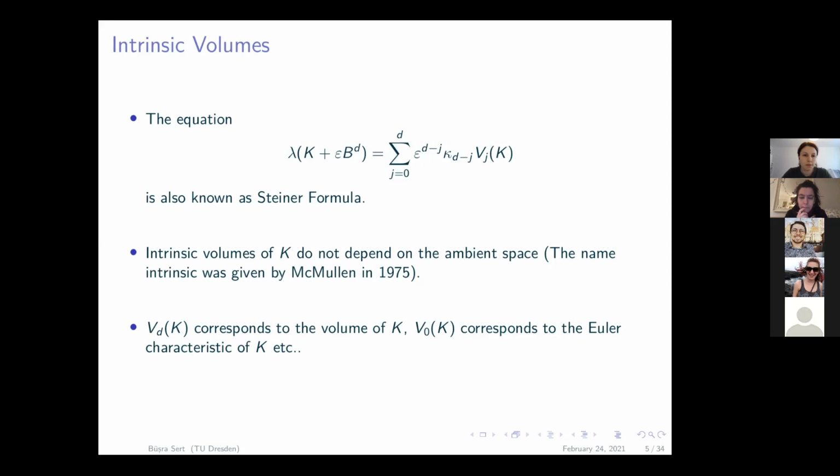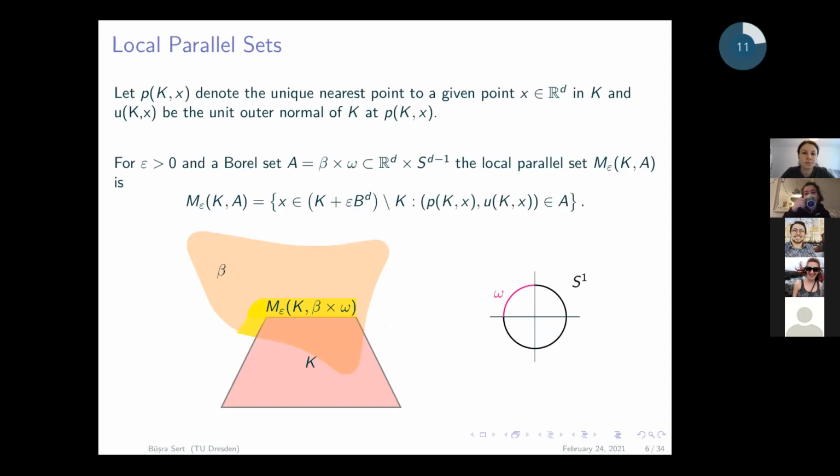So this provides us a way to obtain some scalar data, but we would like to have more. We also want some information about the directions and maybe about the position of the polytope, or a convex body. To also include those properties, local parallel sets were introduced. They are defined as follows.